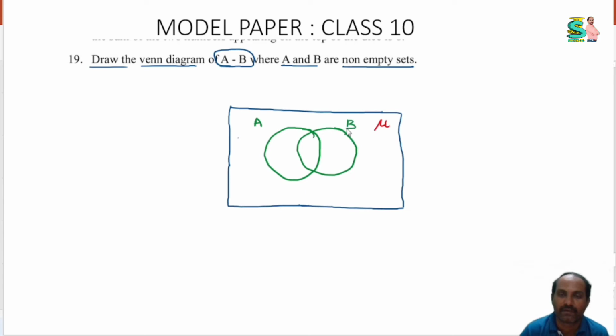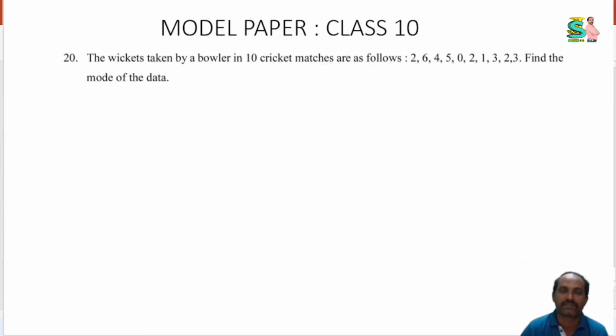This one is B. What he said, A minus B, remove the B part from A. This part up to here you can remove. The remaining shaded part, this one is your answer. Yes, this one is the answer. So A minus B is equal to, this lined part is our answer. Okay, now last question in 2 mark questions.